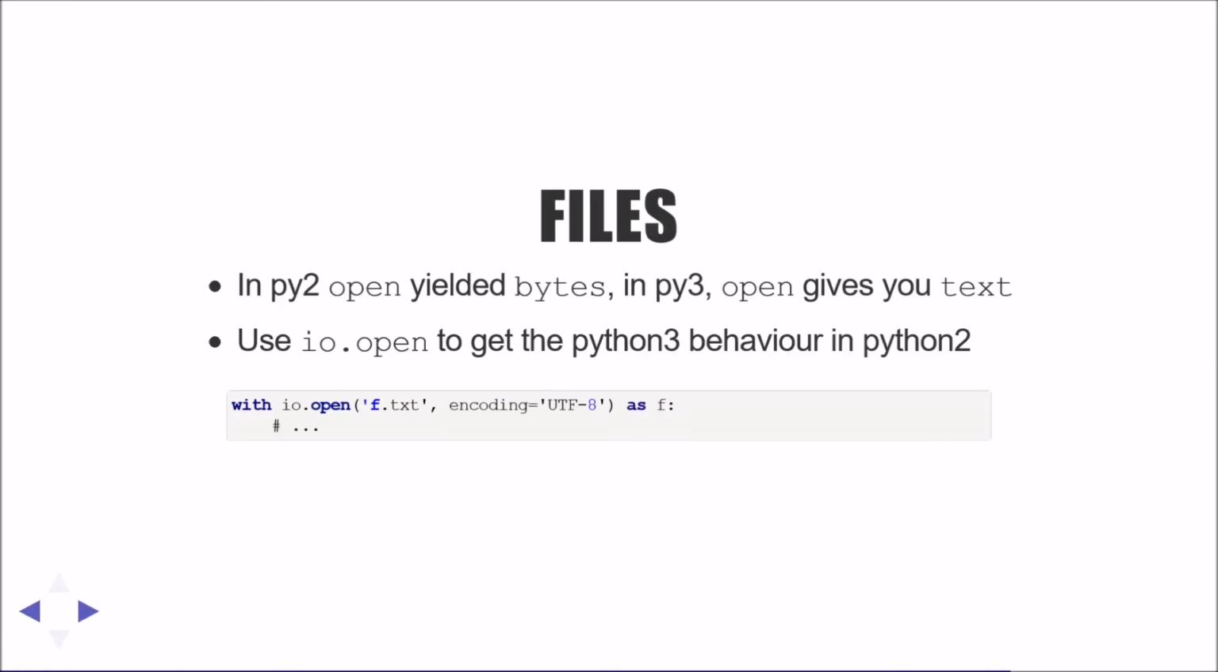In Python 2, operations on file objects created with open return bytes. In Python 3, they will return text unless opened in binary mode. To enable the Python 3 behavior in Python 2, you can use the io.open function after importing io.